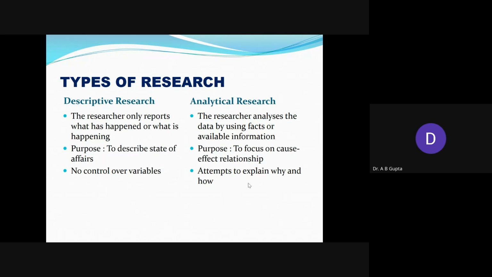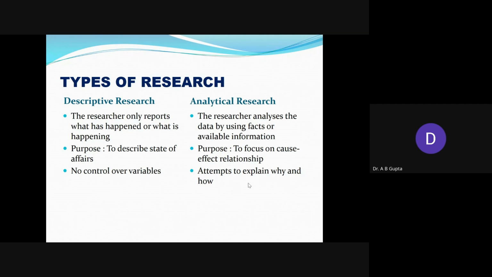So what is the current state of affairs? That is the purpose. You are describing, you are telling what the state of affairs is related to an organization, related to a system, related to something. So that is descriptive research.